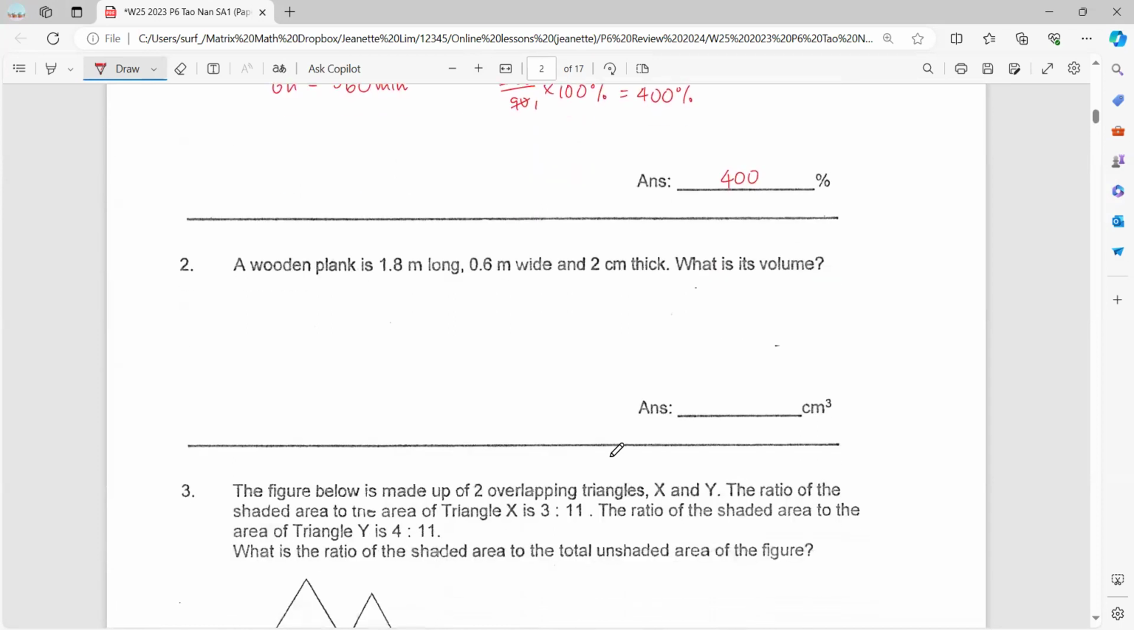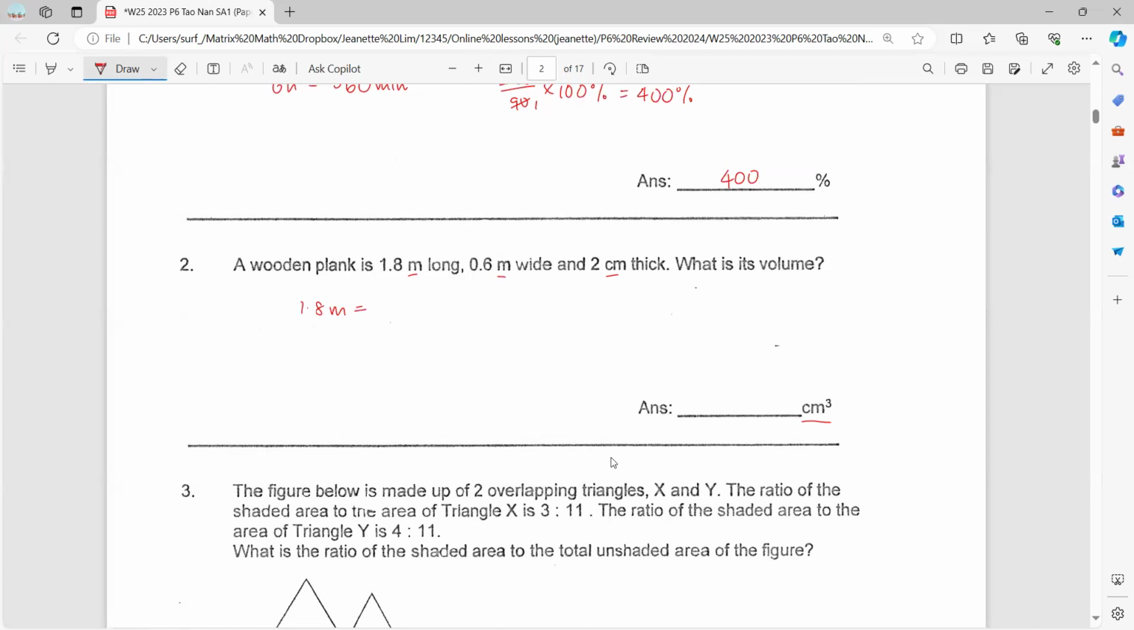Question 2. A wooden plank is 1.8 meters long, 0.6 meters wide, and 2 cm thick. What is its volume? So volume is length times breadth times height. Over here we have meters and cm. Take note that the final answer is in cubic cm. So let's change everything to cm.